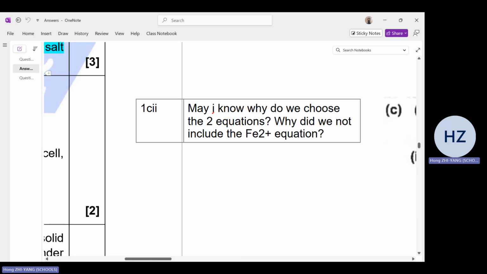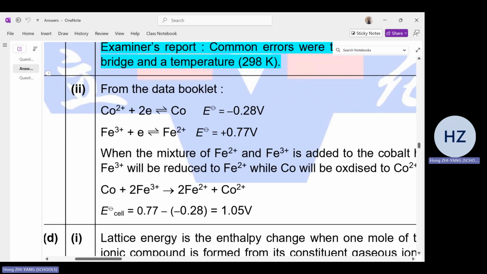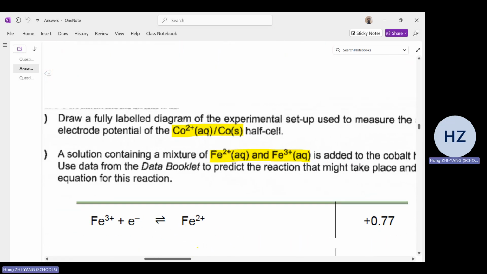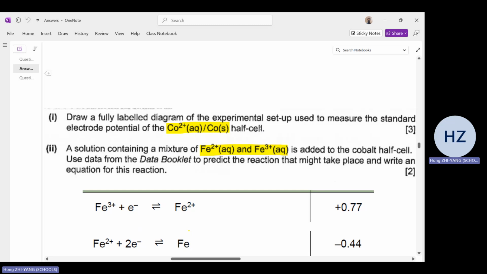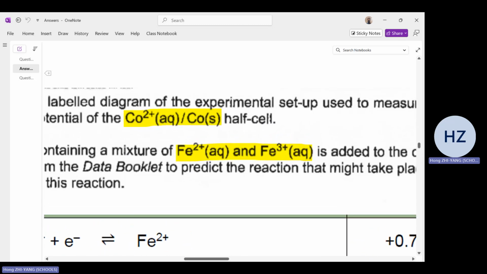1C part 2. May I know why do we choose these 2 equations? And which 2 equations are these? Anybody struggling with the equation to choose? If you're struggling, the hint from the question is where? If you look closely at the question, it says draw a fully labeled diagram of a cobalt 2 plus cobalt half cell. So your job now is to think, how do you draw this half cell?